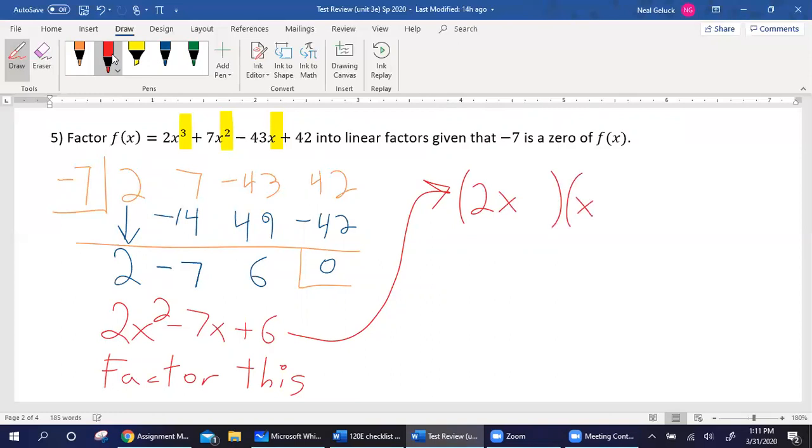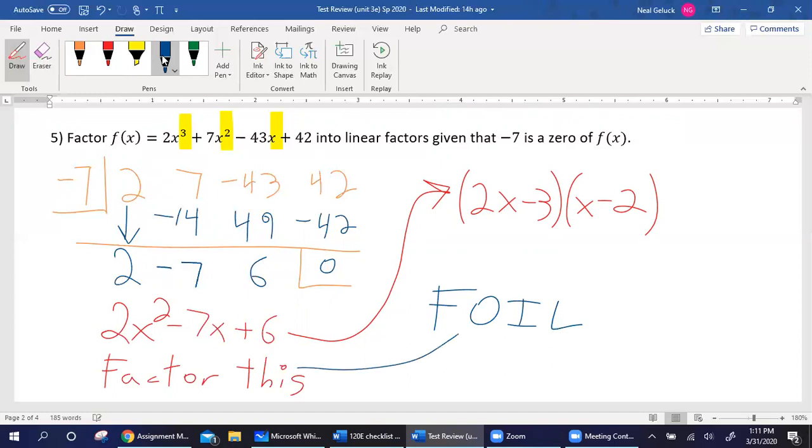into 2x minus 3, x minus 2. And remember, you could check to make sure that works by using FOIL. If you FOIL that, it should get you back to this one.